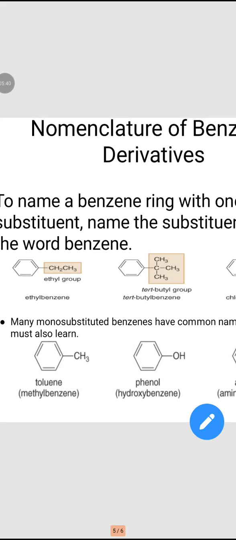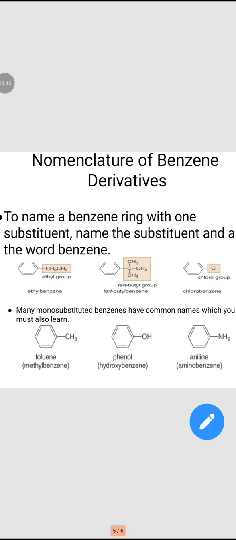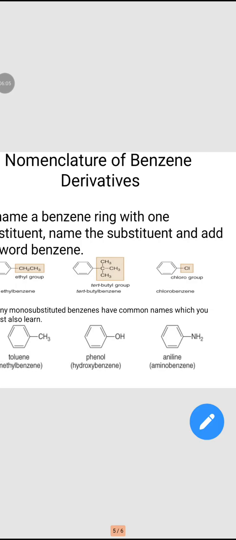Many monosubstituted benzenes have common names. For example, a methyl group on the benzene ring gives methylbenzene, whose common name is toluene. With an OH group, the hydroxy group on benzene, the common name is phenol. An amino group on the benzene ring gives aminobenzene, whose common name is aniline.